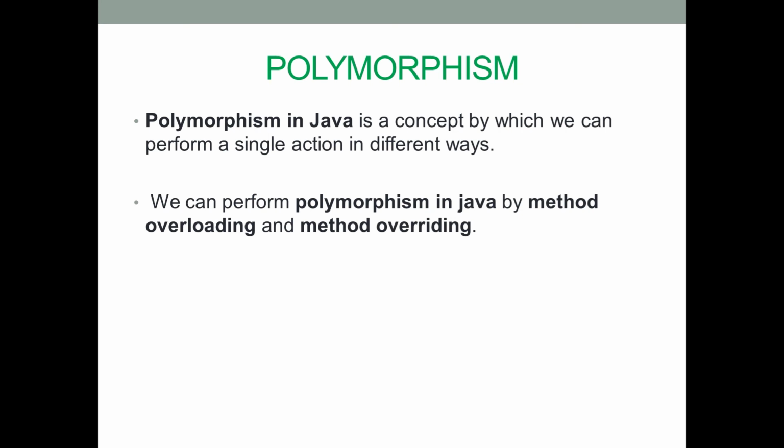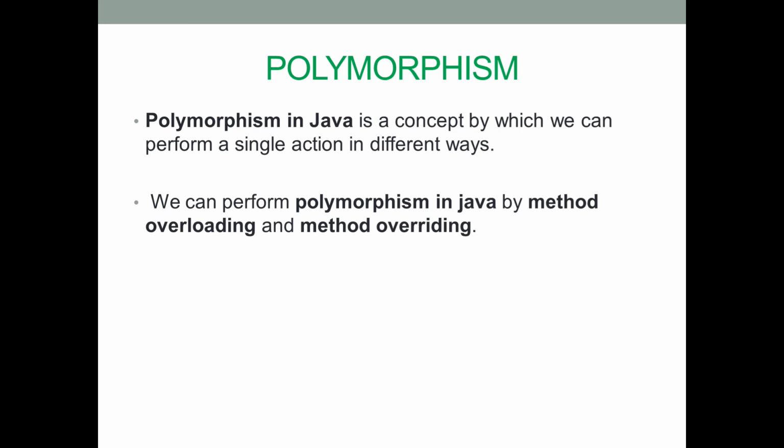Method overloading happens at compile time, so it is known as compile time polymorphism, whereas method overriding takes place during runtime, so it is known as runtime polymorphism. I will discuss method overloading and method overriding in detail when I start programming next week, and we will see more deeply about these things. For the time being, I will just give you a brief idea about them.